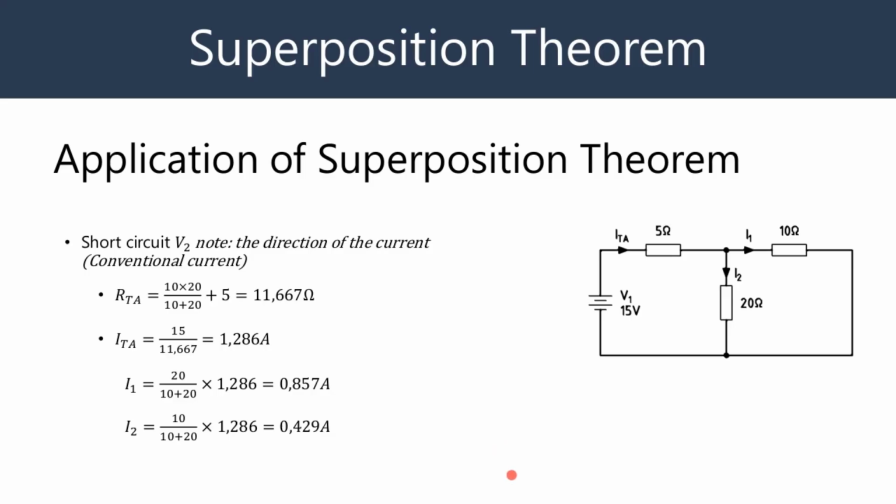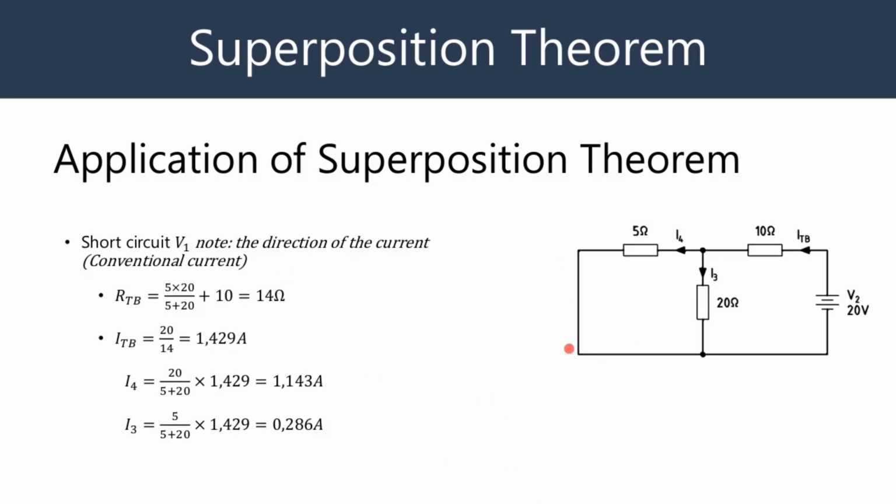Okay, so we calculate I2 then to become 0.429 amps. All right, next, I short circuit the 15 volts and bring back the 20 volts and do the same. So this is the B circuit, RTB. I then place the 5 ohm and 20 ohm, and I can see that they are in parallel. So 5 times 20 over 5 plus 20. Add the 10, that gives me 14 ohms.